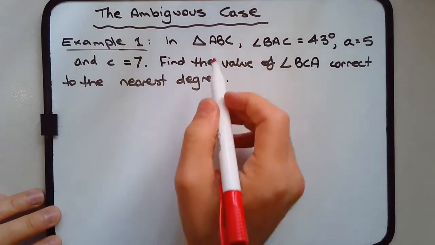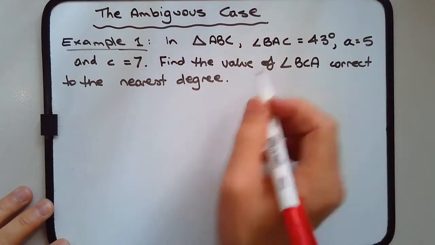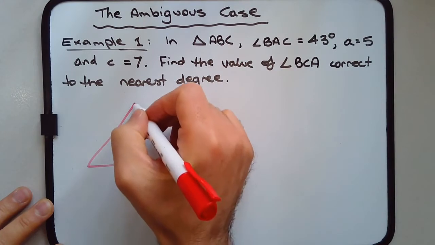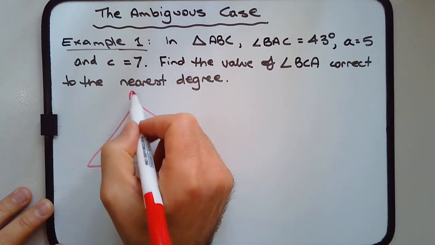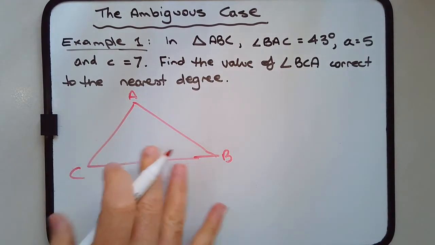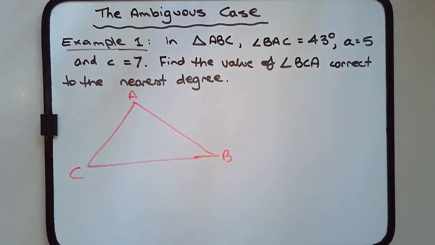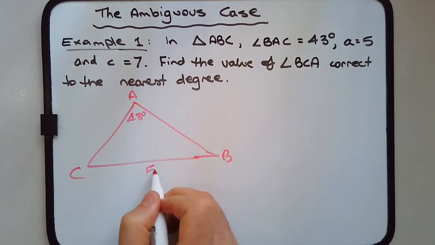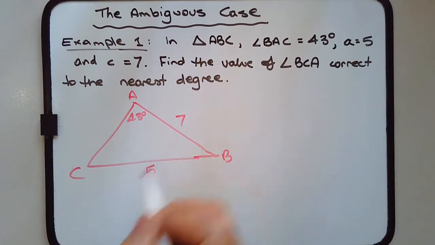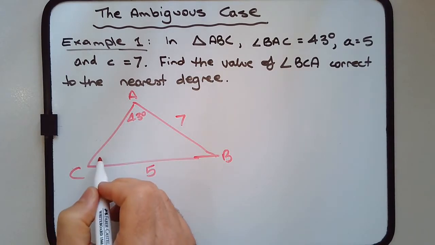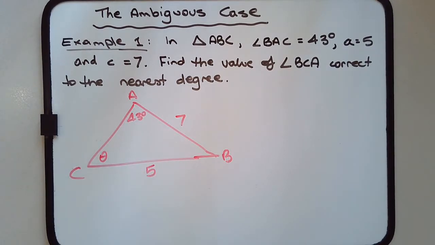Okay, let's draw a diagram first. So we've got triangle ABC. Angle BAC is 43 degrees. So again, it's not to scale. It doesn't matter whether the angles are drawn as acute or obtuse. It's the details in the question that are important. So angle BAC is 43 degrees, A is equal to 5, and C is equal to 7. And we want to find the value of BCA, so that's this angle here. Let's call that angle theta.